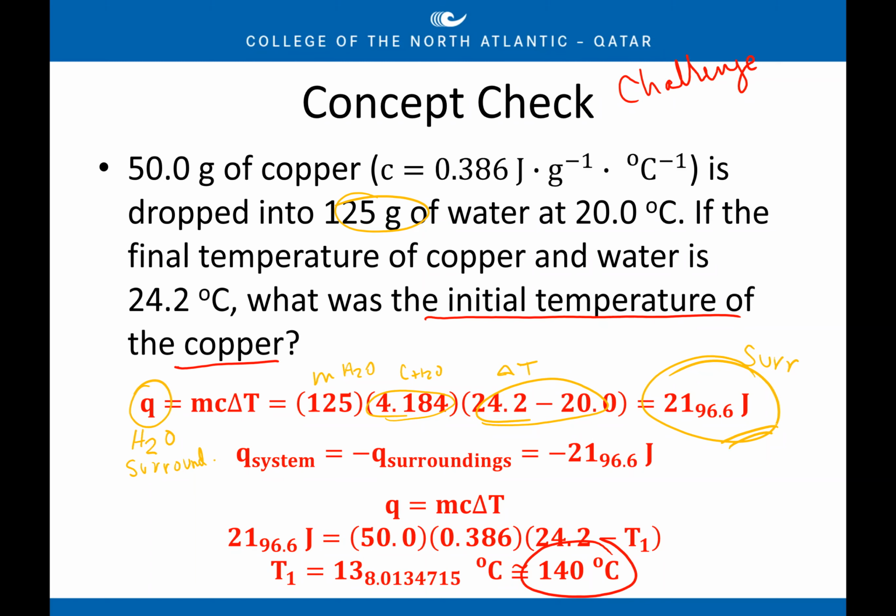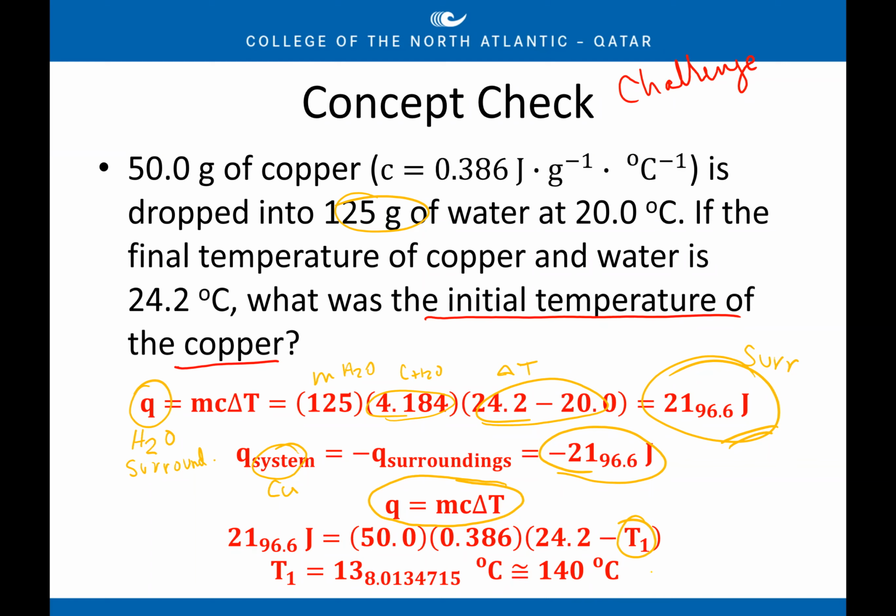Okay, so the water gained 2,196 joules. So that must mean that the system, this would be my copper, lost the same amount of energy. Okay, and now that I have all that information, I can plug it into Q is MC delta T. Now, this is where the question gets difficult. The chemistry is over here. There's no chemistry after this. This is a straight up math question where you have to solve for the initial temperature.